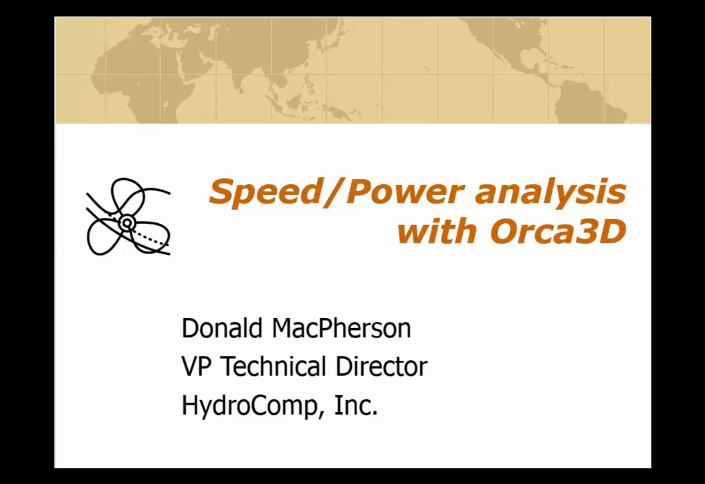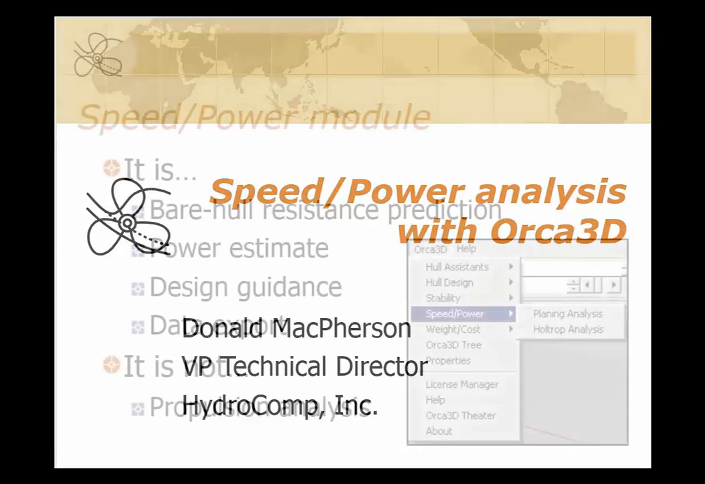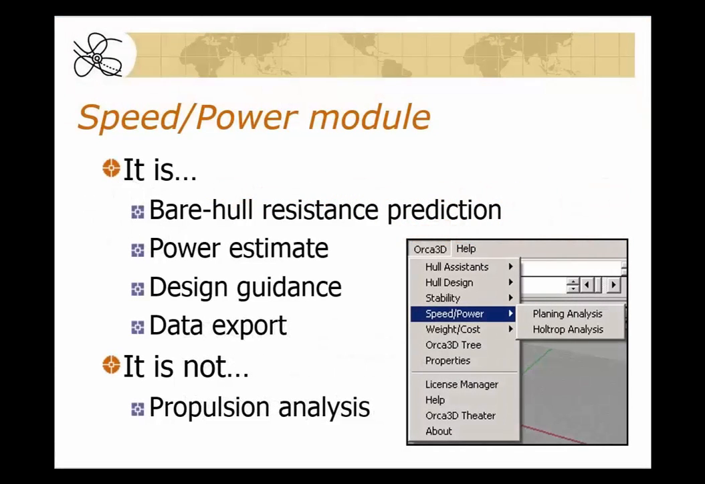for Orca3D. And I'd like to start a little bit with a brief description of what the module is and, almost as important, what it is not, just to give an appropriate scope for the features and capabilities. It is bare hull resistance prediction. There is no explicit appendage or shallow water or sea state drag. One of the reasons that we focus on the bare hull drag, of course, is that Orca3D is a hull design tool.